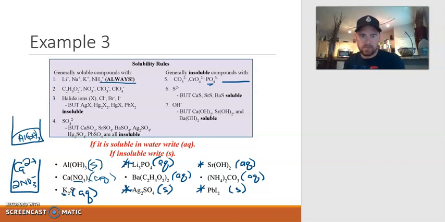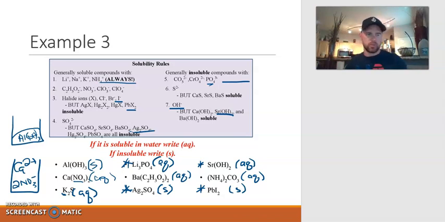Silver sulfate right here, that one might be tricky because you look at sulfate right here, generally that would be soluble, but silver is one of the exceptions, so hopefully you caught that. Strontium hydroxide, same thing, hydroxides are generally insoluble, but strontium hydroxide is an exception, so that's why it's aqueous. And then finally, lead 2 iodide or PbI2. Any iodide containing compounds are generally soluble, but lead is an exception. It's listed right here. So that's the reason why it's solid.